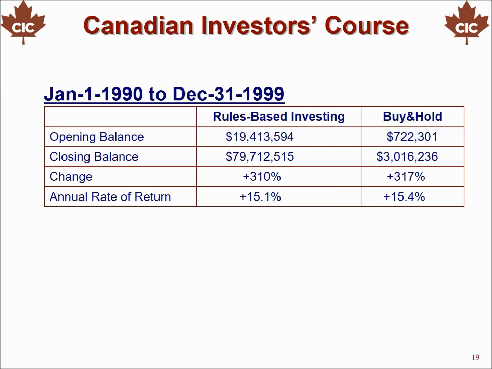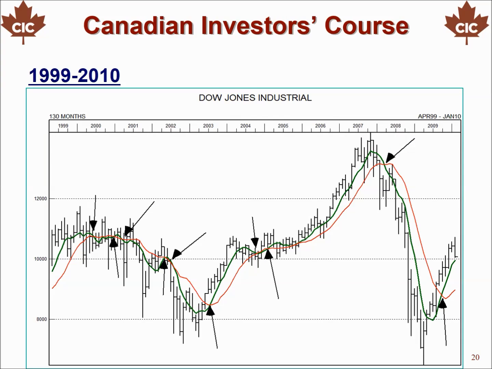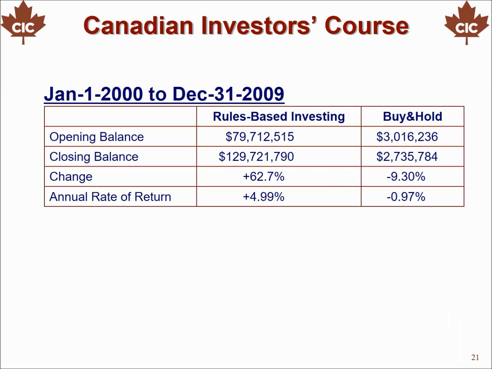Now, 1999 to 2010. Again, lots of volatility. And no surprise, this was a period where buy and hold actually lost money, whereas, again, a positive rate of return of almost 5%, and that original $100,000 in 1929 is now worth $129 million versus $2.7 million for buy and hold.